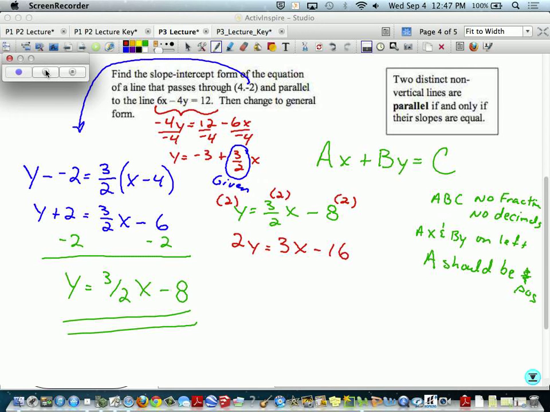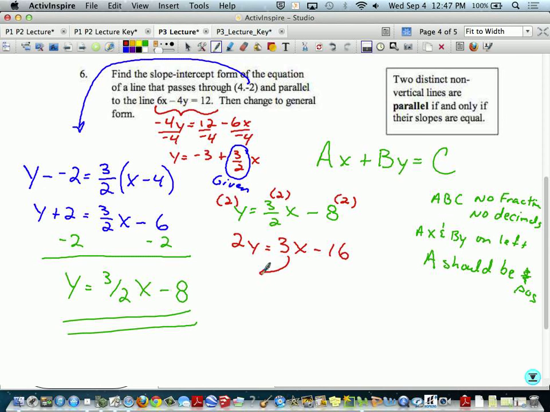We should subtract 3x. So remember, x and y are supposed to be on the left. So I'm going to subtract the 3x. Don't we not want a negative? Well, that's when we're going to multiply by -1. So we're really, really close.